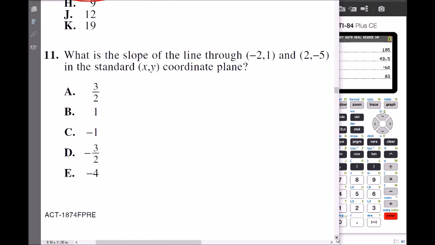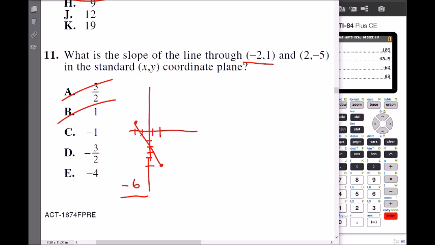11. What is the slope of the line through those two? So how do you find the slope? You can plot the points and find rise over run. It's negative 2, 1, 2, 1, 2, 3, 4, 5. So you know it's a negative slope from left to right. It can't be positive, so it has to be one of these 3. You can do rise over run, how much it's going down. It's going down 1, 2, 3, 4, 5, 6, and running 1, 2, 3, 4. So it is negative 3 over 2.